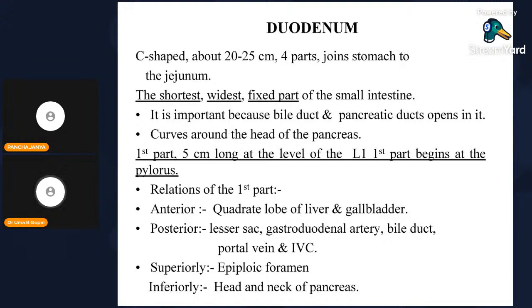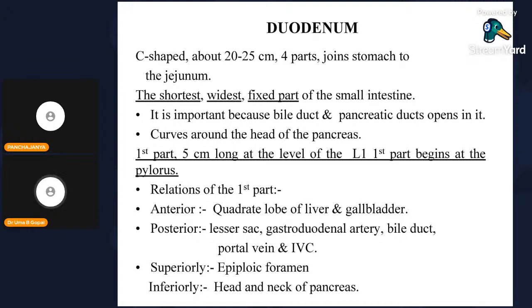Important because bile duct and pancreatic duct open into it. It is important, you see. This may be asked in the second part of the duodenum. That's the importance of the second part of the duodenum. They may ask for 5 marks only second part of the duodenum. It curves around the head of the pancreas.